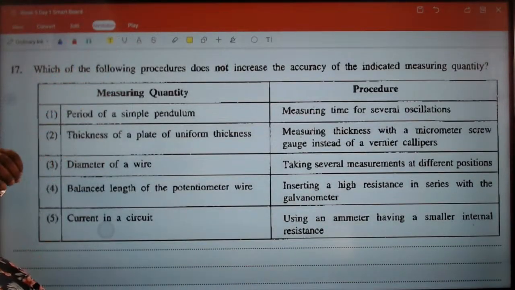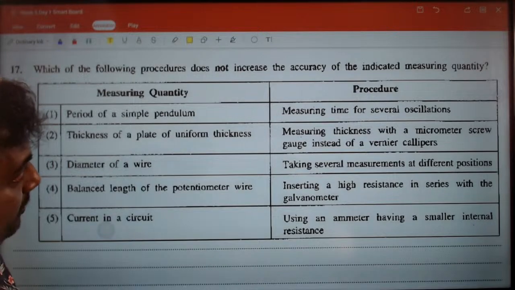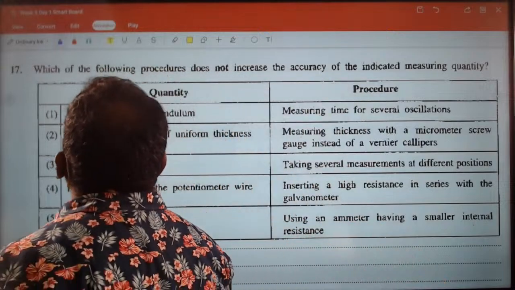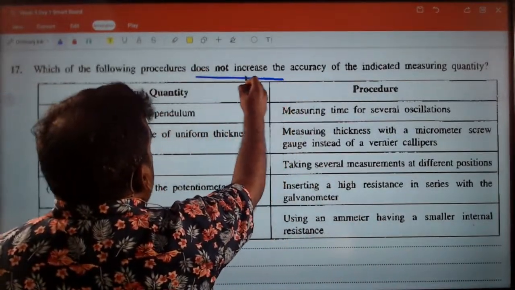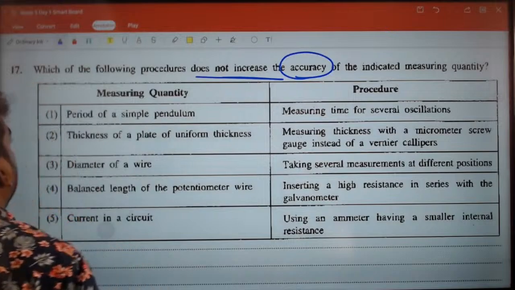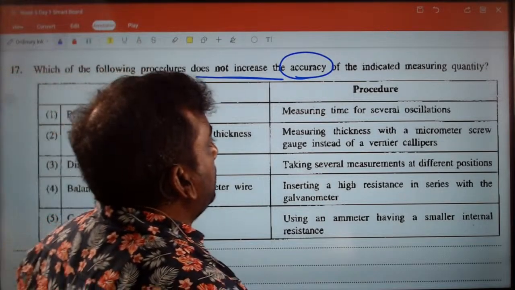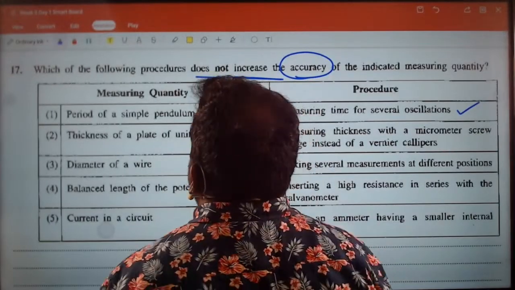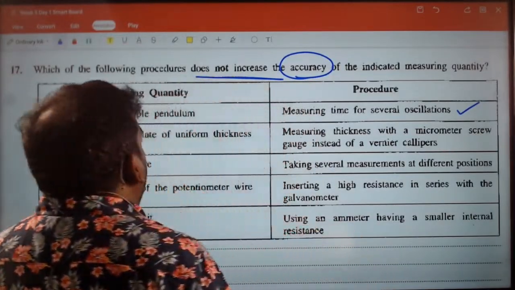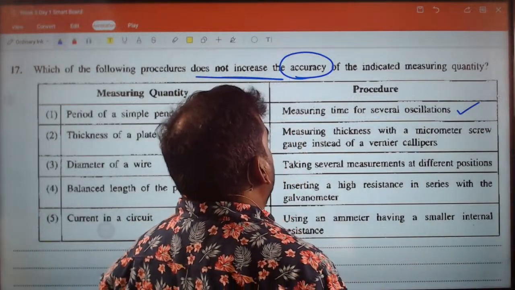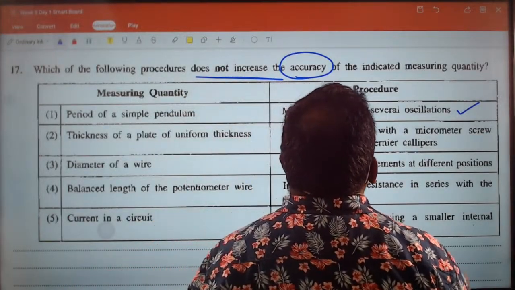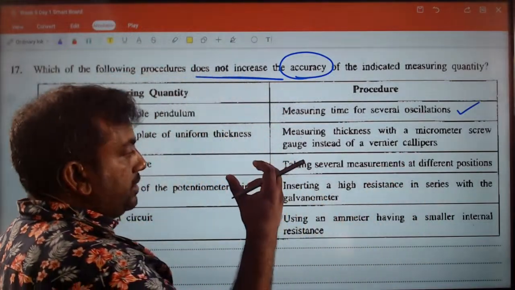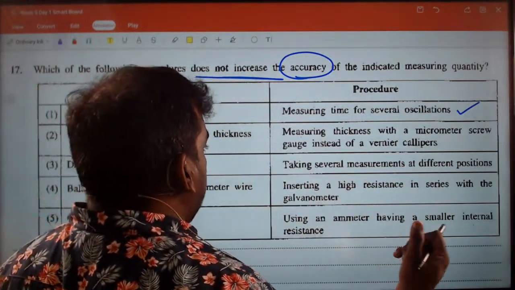Which of the following procedures does not increase the accuracy of the indicated measuring quantity? Does not increase the accuracy, that's the key word. Period of a simple pendulum: measure time for several oscillations. Yes, increases the accuracy. Thickness of a plate of uniform thickness: measure in a micron screw gauge instead of the vernier caliper. Accuracy means smaller least count, smaller fractional error. Smaller fractional error means greater accuracy. Correct.